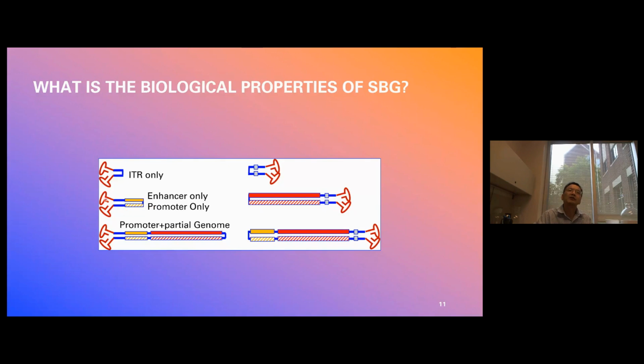And then in the situation when we get the enhancers or promoter only, that could be a different aspect that we can talk about later. And another situation is when you have vectors that have the promoter and the partial genomes, and that's going to create a different situation. And I will also discuss this one by one.